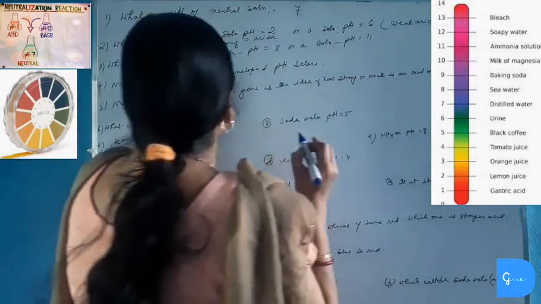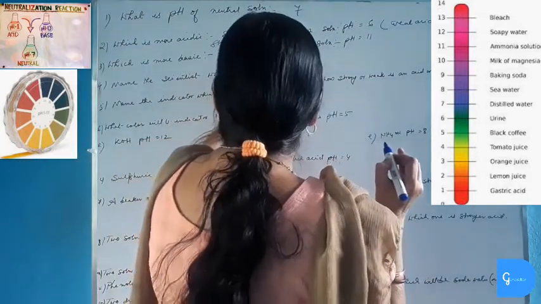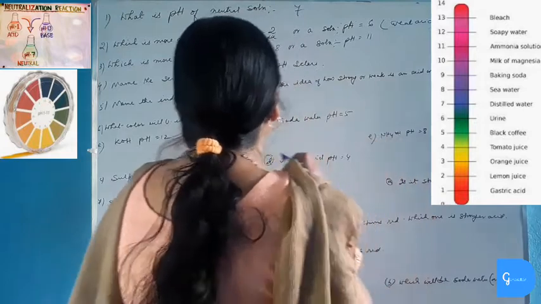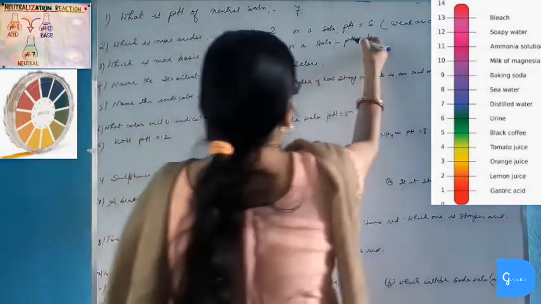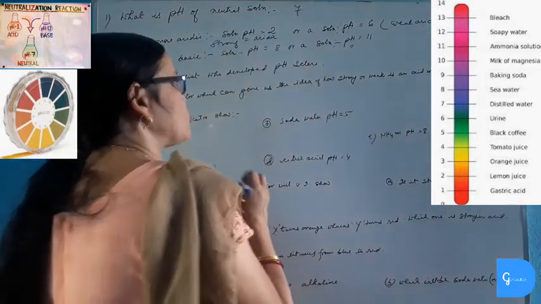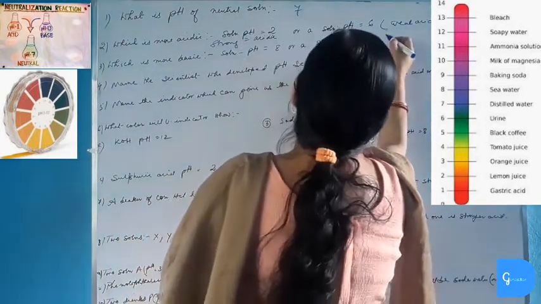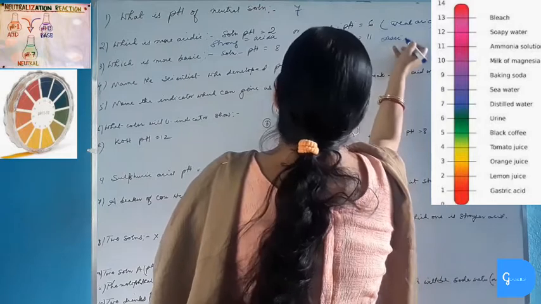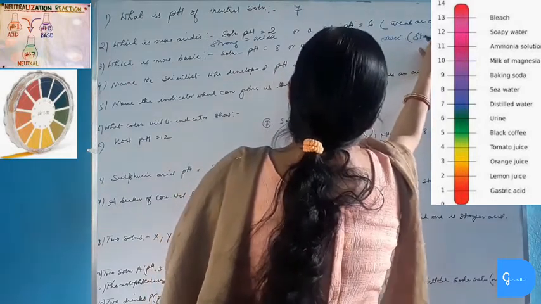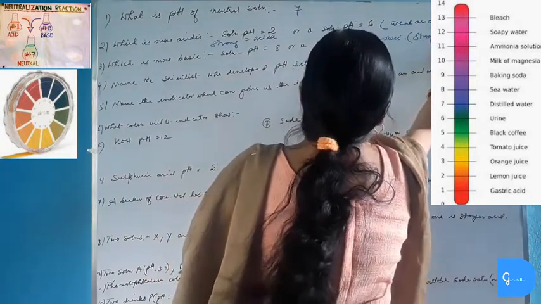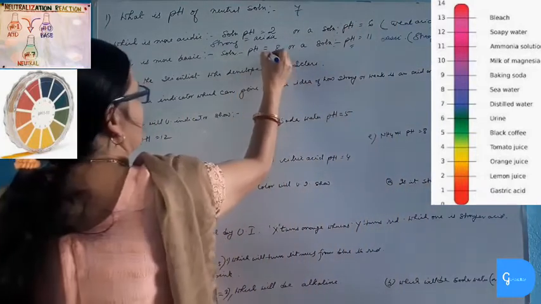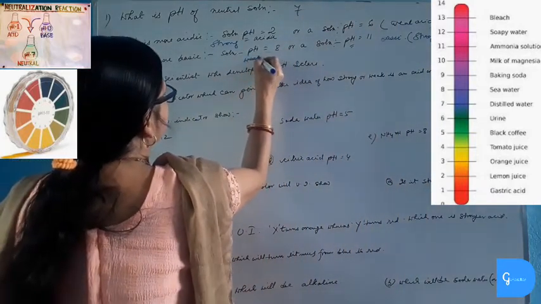Which is more basic? Solution having pH value 8 or solution having pH value 11? More the pH value, more the basic solution will be. So solution having pH value 11 will be more basic. It will be strong base. And the solution having pH value 8 will be weak base.